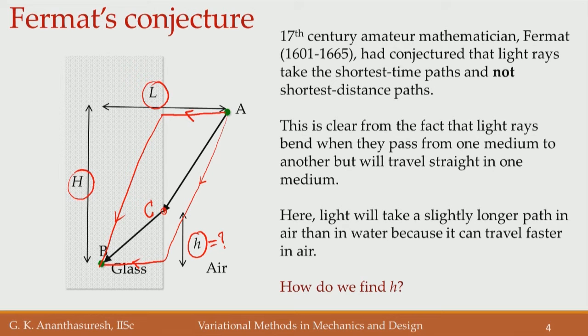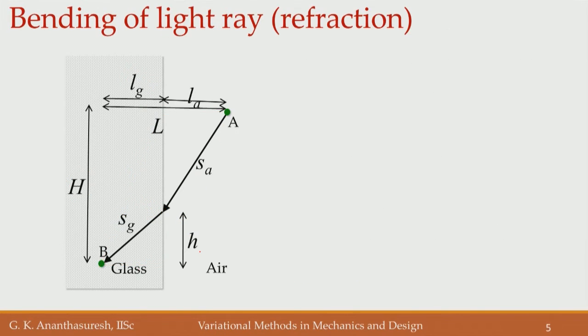Okay. In order to find h, we can pose it as an optimization problem to minimize the time taken from A to C plus time taken to go from C to B. The total time will minimize with respect to h and we get the answer. Okay. So, let us pose it as a finite variable optimization problem.